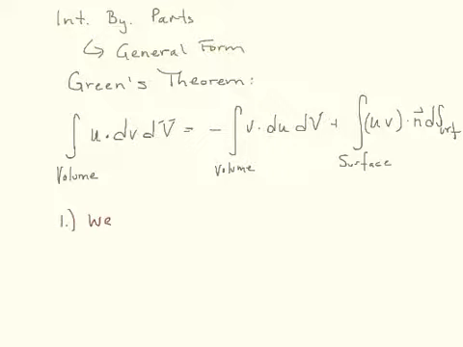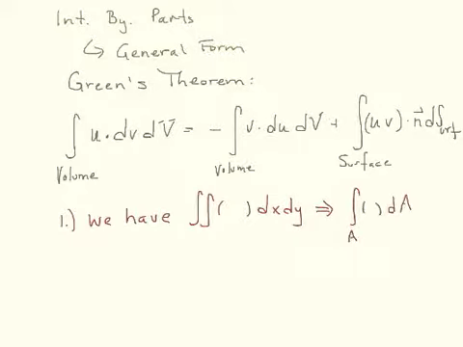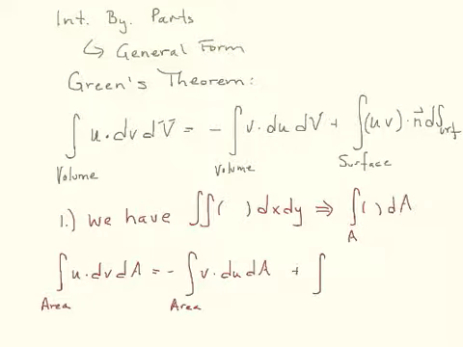One, we have area, not volume, right? We have two integrals, dx dy, which we can write as the integral over the area times d area. So in that case, it becomes for us the integral over the area of u dot dv d area, equal to minus the integral of v dot du d area, also over the area, plus the surface now becomes an edge.